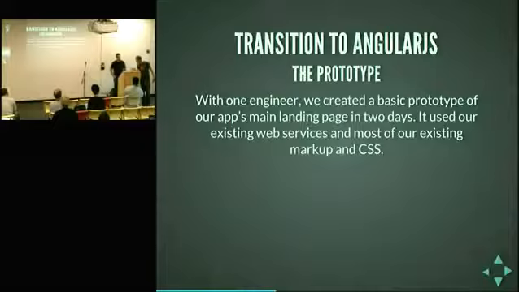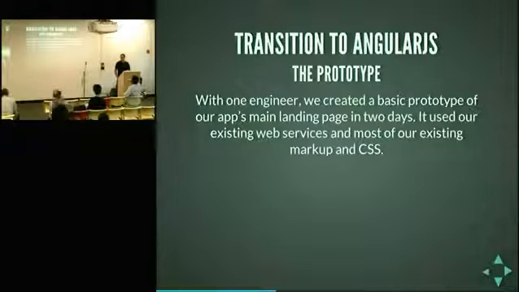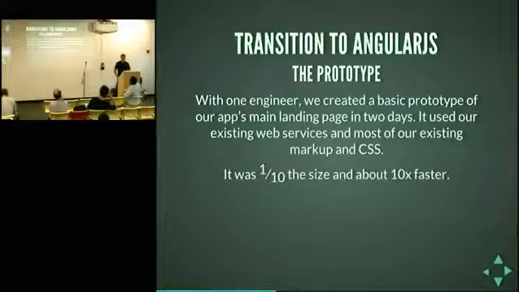Okay. So to get started with this, we decided to build a prototype. We took the main landing page of our application in DFA6, which I'll demo in a few minutes. And we decided to reuse the existing web services, reuse the existing CSS, much of the existing markup, and just see if we could angularize it. This process took one engineer basically 2 days. And the payoff there was not only was it quick, but it ended up being about 1/10 of the size and about 10 times faster. Nothing else we saw at that time really had the same payoff.